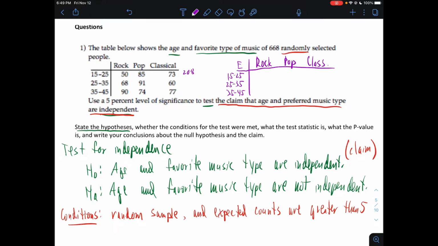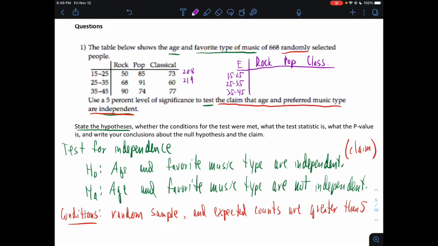And then in the second row, 68 plus 91 plus 60, that would be 219. And then for the third row, 90 plus 74 plus 77, which would be 241. And you can verify if you add up those 3 numbers that I just wrote down, the grand total is going to be 668.